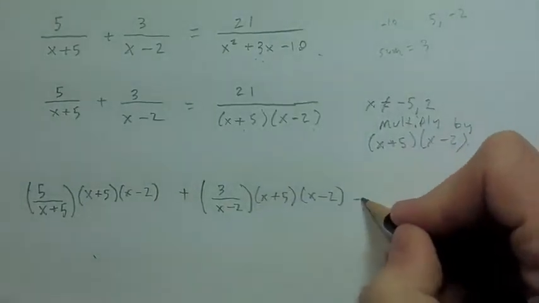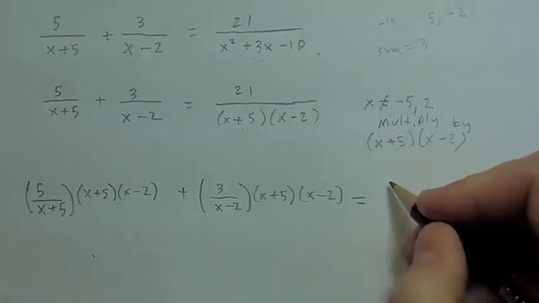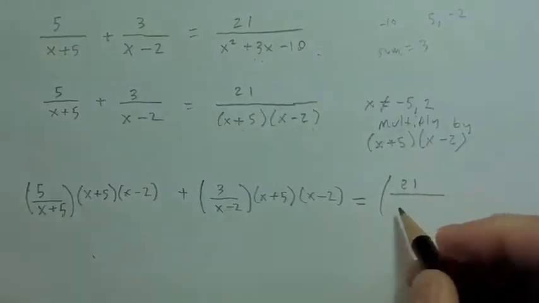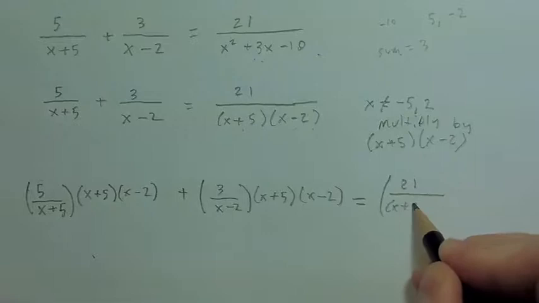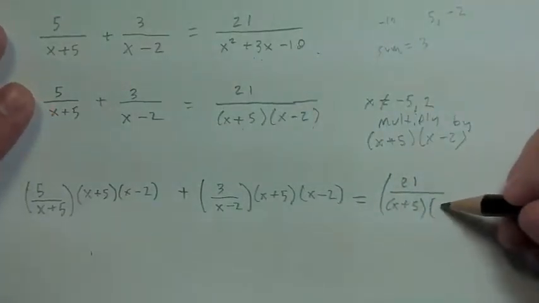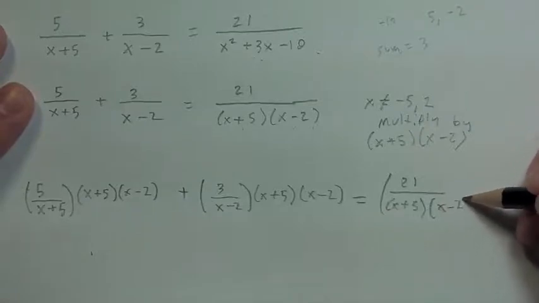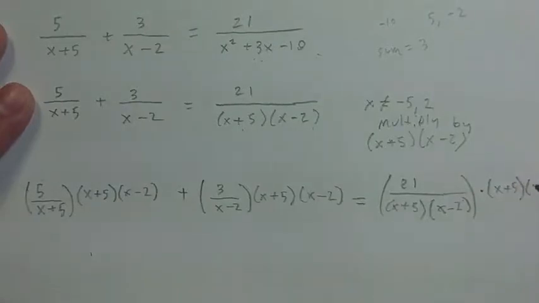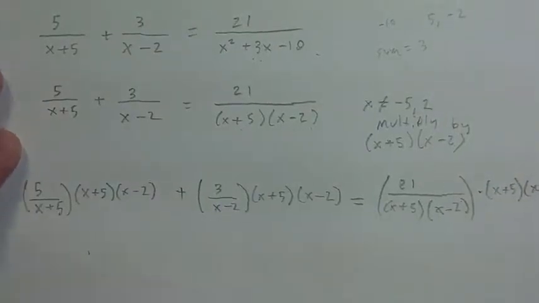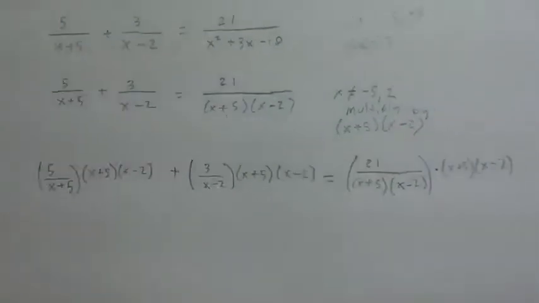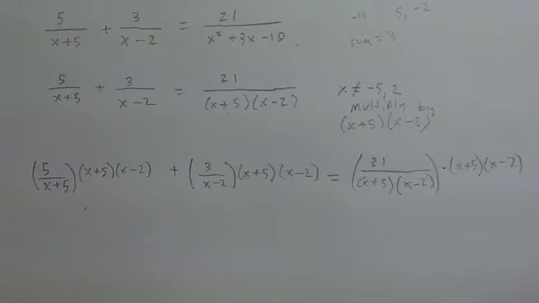And then I'm going to say that's equal to, and I'm going to take this 21 over x plus 5 times x minus 2, goodness, and multiply the whole thing by x plus 5 times x minus 2, and I'm probably off the camera at this point. Yep. So, zoom out just a hair. Okay.